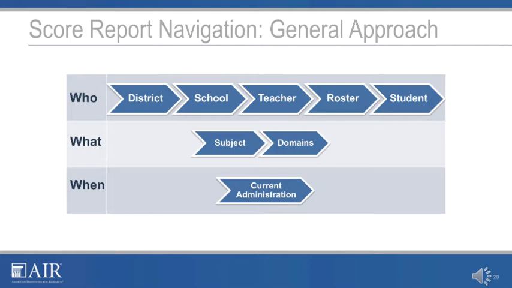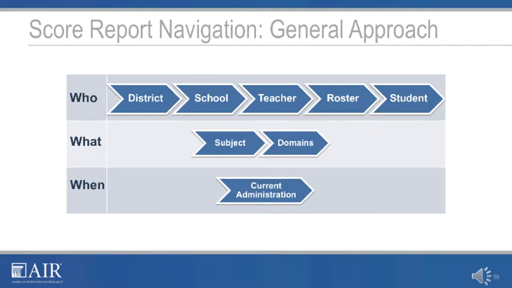drop-down list. The Who drop-down list describes who will be listed in the report, including all students associated with the district, school, teacher, or roster that you clicked. Note that a teacher can be associated with more than one roster of students. The What drop-down list lets you explore the data by each domain within the selected subject or content area. For OPA 21, the When drop-down list only contains one option: Current Administration.